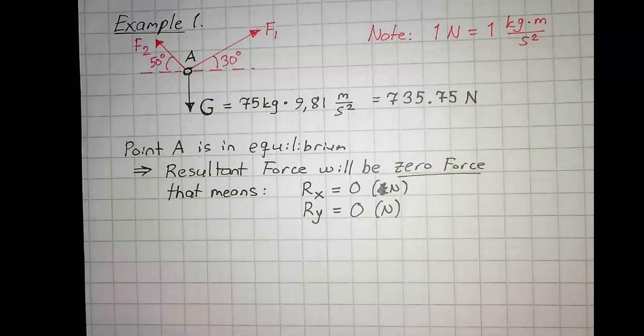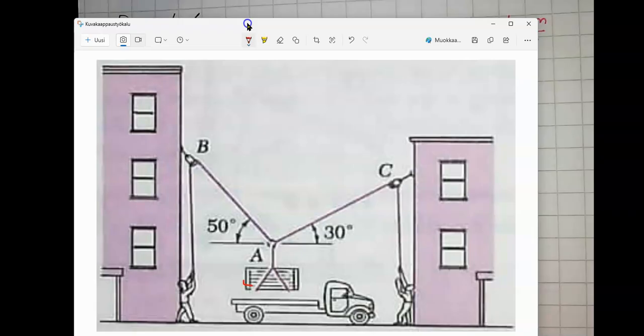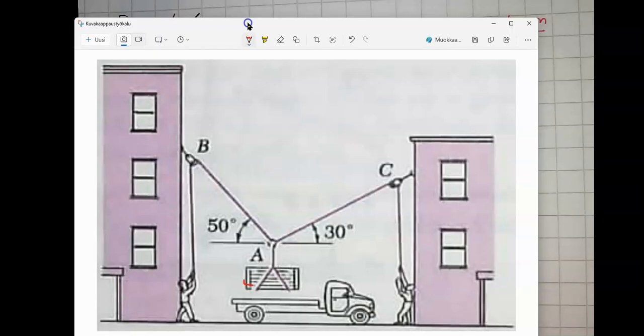I did not remember to share my screen to my online students, so I will take a little bit backwards. I'm considering this kind of example here, where there is a box and there are three forces which are connected to the point A in that picture. The problem is that we want to solve the value or magnitudes of those forces.